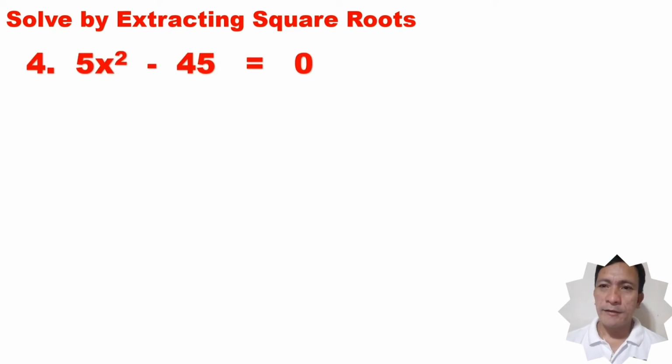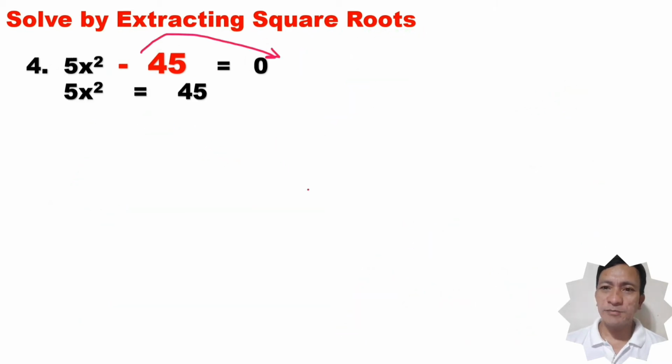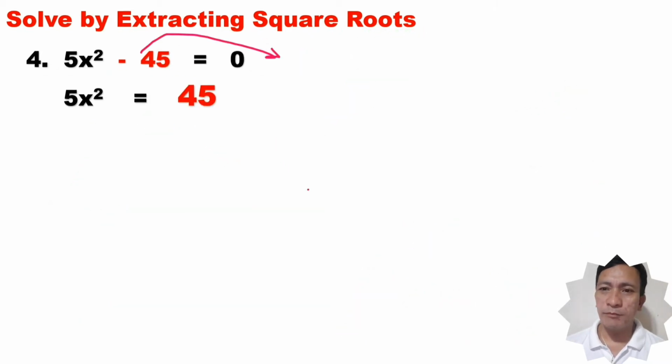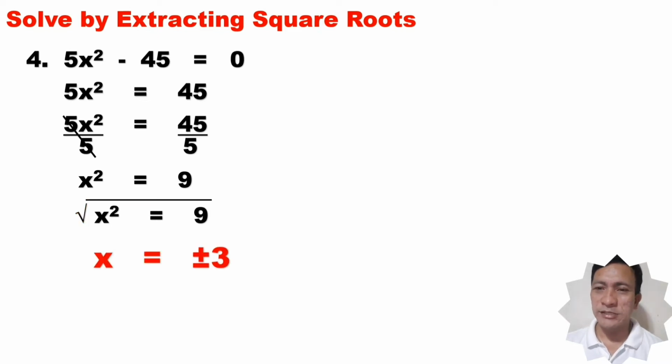Example number 4. 5x squared minus 45 equals 0. Again, transpose negative 45 from the left to positive 45 on the right. Since 5 is not a squared number, we cannot extract the square root yet. What we shall do first is divide by 5 on both sides. So cancel ang 5 from x squared. 45 divided by 5 is 9. Extract square root of both sides. Therefore, the value of x equals positive and negative 3.